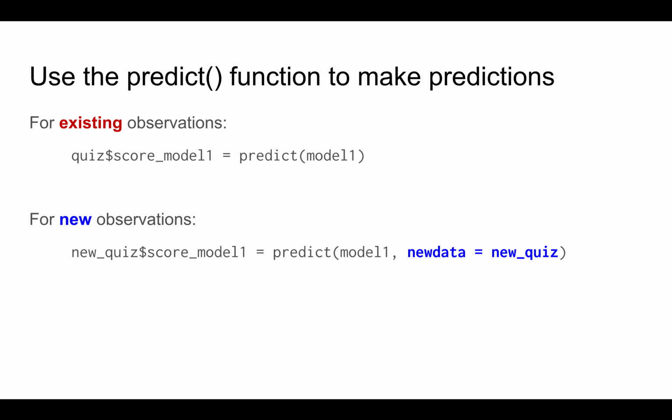When you want to make predictions, you need to use the predict function on the model estimated by the LM function. If you're trying to predict for the observations that you used to estimate the model, then this is how you do it. But if you're trying to predict for new observations, for new data that you didn't use to estimate the model, you have to use the newdata argument.